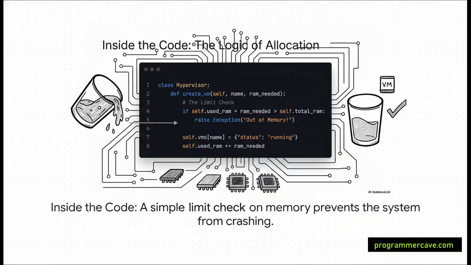Take a look at line 4. It's asking a really simple question. Hey, does the amount of RAM I'm already using, plus the RAM this new VM is asking for, go over the total physical RAM I have? If the answer is yes, it throws an out-of-memory error and just says no. That simple check is what keeps the entire system from crashing down.